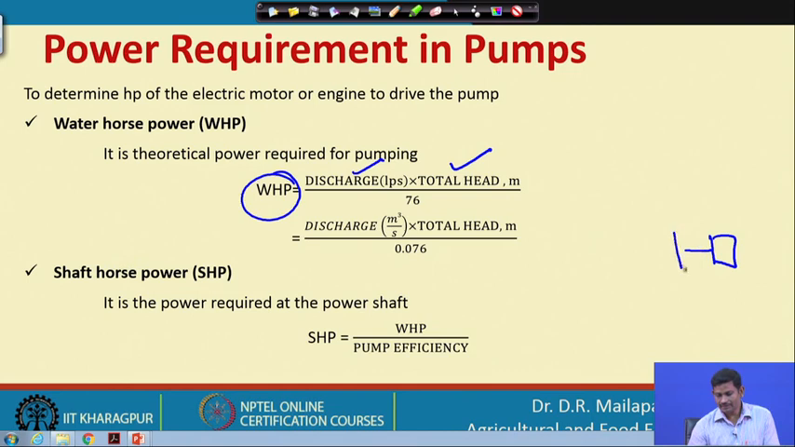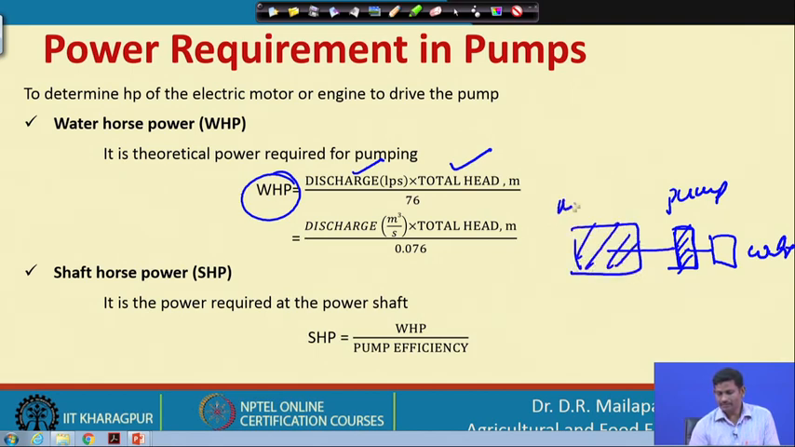Then after that, this is the pump level, right. So, this is the pump, suppose this is the water, right, and here there is a motor which really operates this pump, right. So, there is a shaft. So, the shaft is connected between the pump and the motor. Because both are moving parts, at this point, this is called shaft horsepower, which is equal to water horsepower divided by pump efficiency.